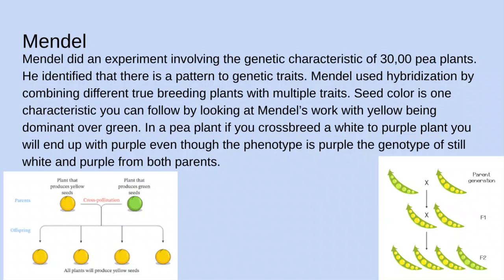Mendel. Mendel did an experiment involving the genetic characteristics of 30,000 pea plants. He identified there is a pattern to genetic traits. Mendel used hybridization by combining different true breeding plants with multiple traits. Seed color is one characteristic you can follow by looking at Mendel's work, with yellow being dominant over green. In a pea plant, if you crossbreed a white to purple plant, you will end up with purple. Even though the phenotype is purple, the genotype is still white and purple from both parents.